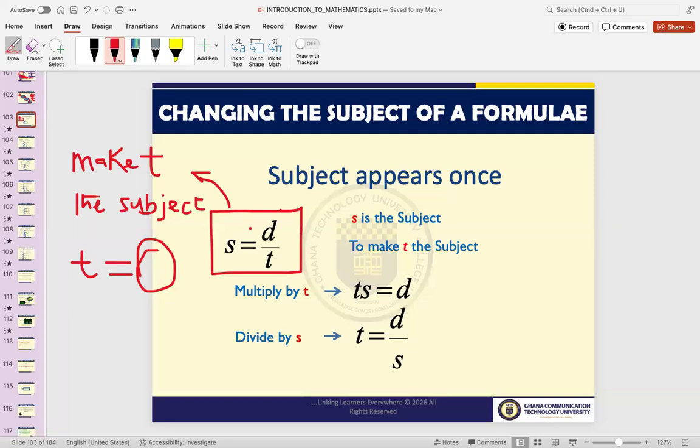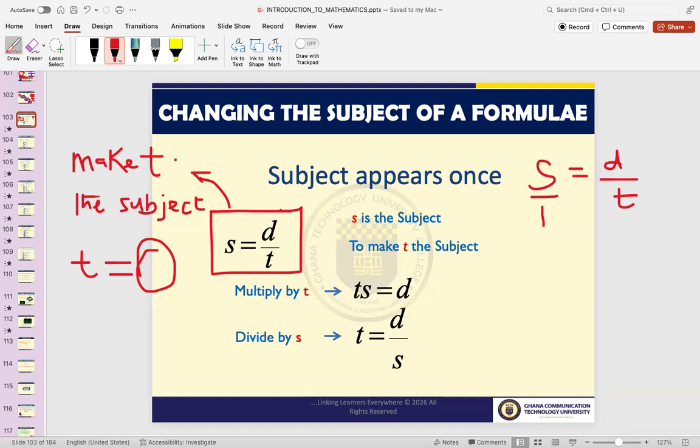So the steps of solving this one: you have S equals D divided by T. I want T on the left. I have to do something for T to move from the right to the left. So you remember your change of subject, and then you remember your cross multiplication. Any letter or any number standing alone is the same as divided by 1. Any letter divided by 1 is the same letter. Any number divided by 1 is the same number.